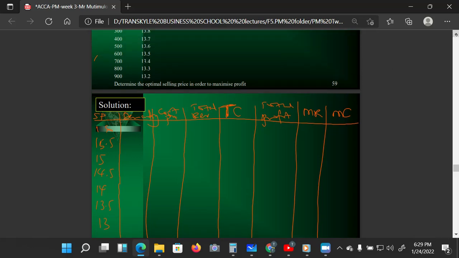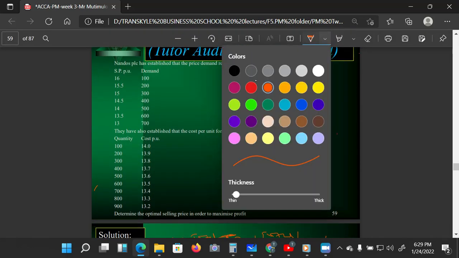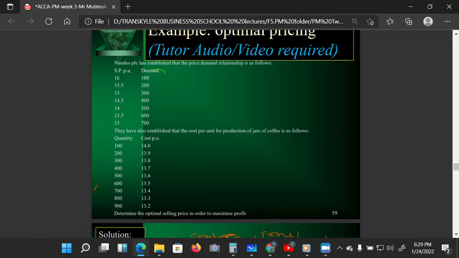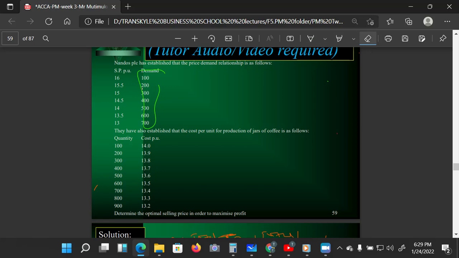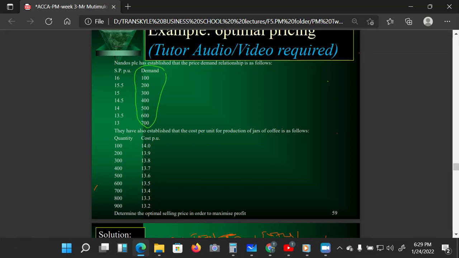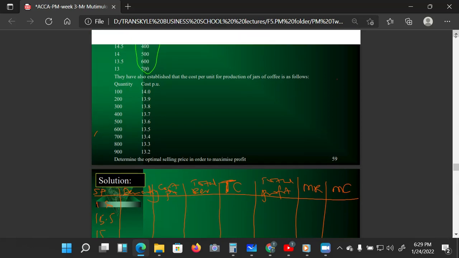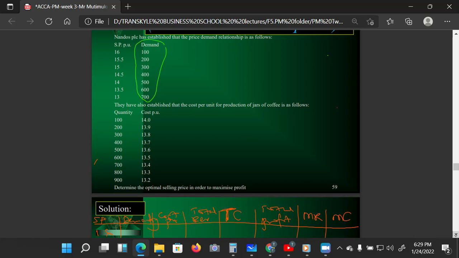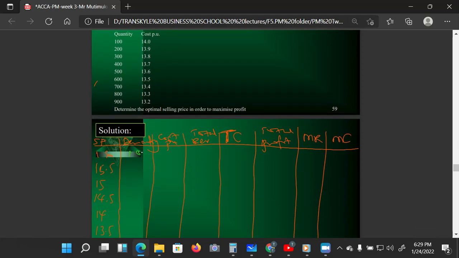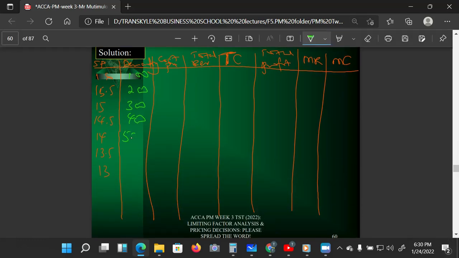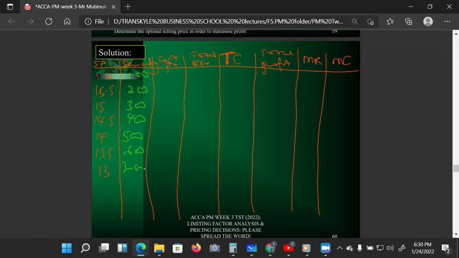And then the demand. This is the demand, and we are given these figures: 100, 200, 300, 400, 500, 600, 700.